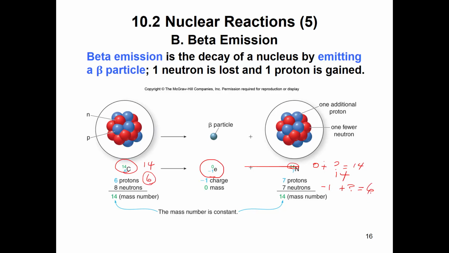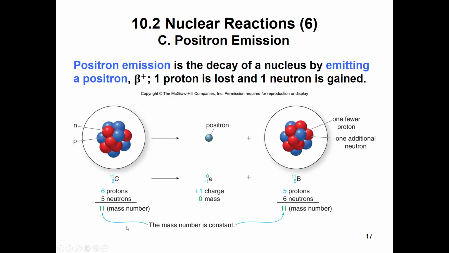If you remember from your algebra, if you move this over here, it's going to change sign, so 6 plus 1 equals 7. So it's going to be 14 over 7. It's going to change from carbon to nitrogen, but it'll have the same mass. I know these are a little mind-blowing, aren't they? But you just go by the numbers and you'll get these correct.